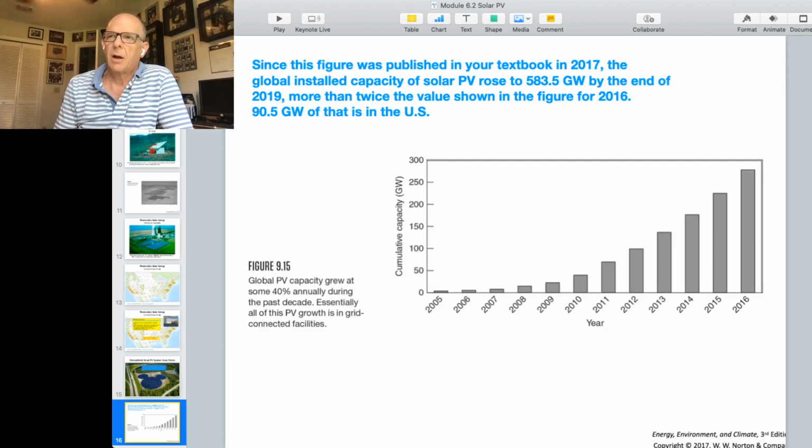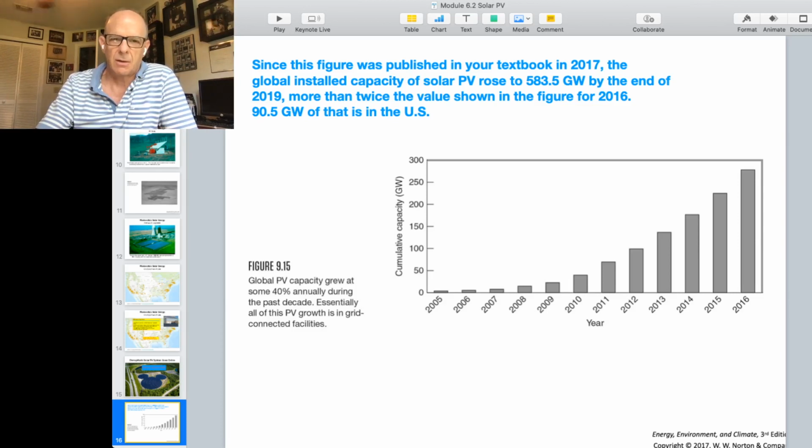And the growth of solar photovoltaic capacity is exponential, and this is one of those times when exponential growth is a good thing. Bad things can grow exponentially, like debt, but good things can also grow exponentially, like the balance of your savings account. So this figure from your book, which shows data to 2016, is the total rated capacity and power output of solar photovoltaic facilities connected to power grids in the world.